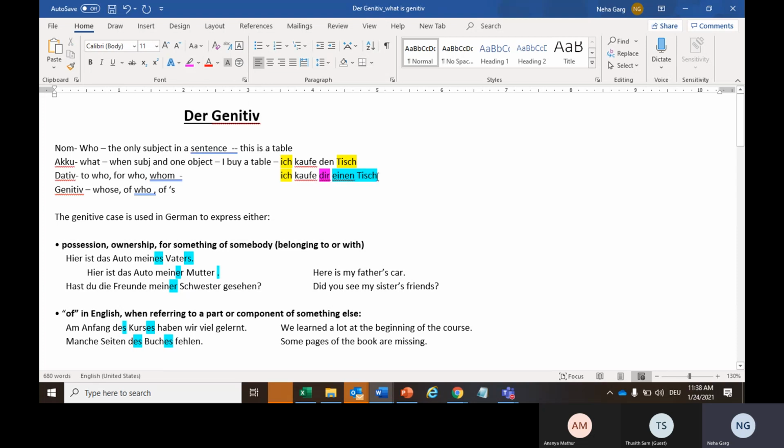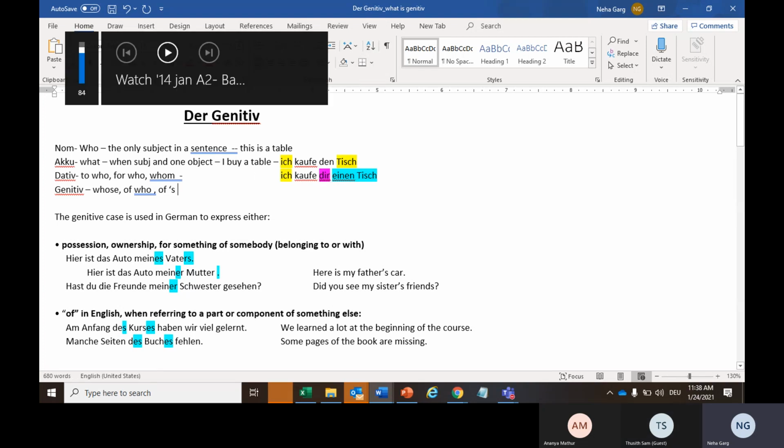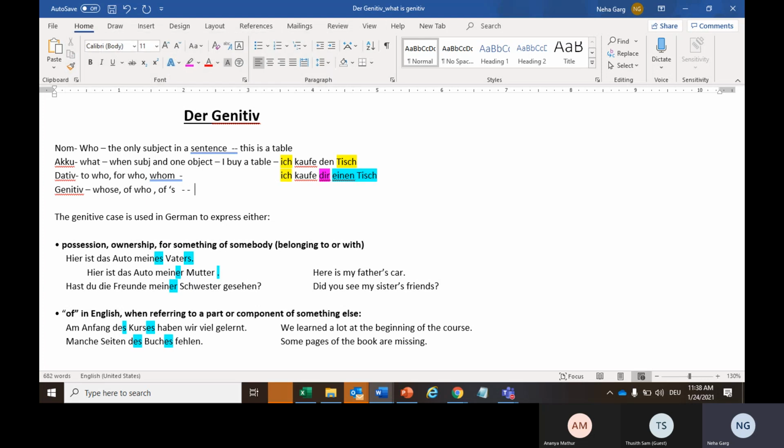Is it clear till here, or any confusion? Why am I using einen or why am I using dir? Sam, do you have any questions related to that? It's clear. Okay, cool.